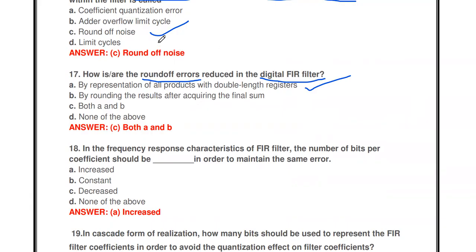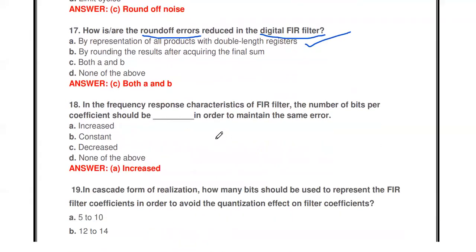What does finite word length effect mean? In a digital system, there is a limit to store the data. The processor has some limited register, that is an 8-bit, 16-bit or 32-bit register. If you are representing the filter coefficient in 10 bits instead of 8 bits, the 2 bits are discarded. Due to that we will get an error, which is called round off error. So instead of using the 8-bit register, we may use the double length register. With 16 bits, we will not get the round off error.